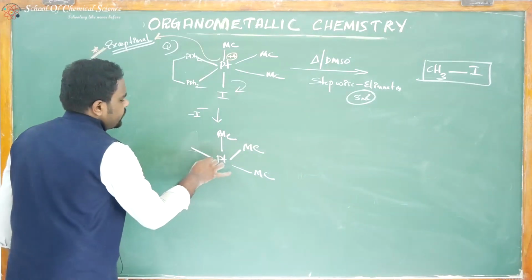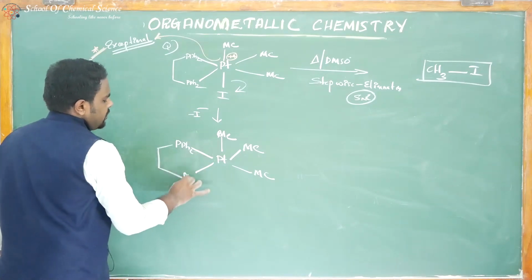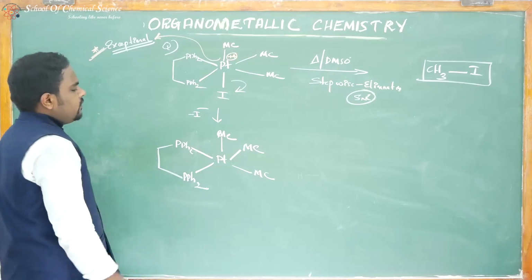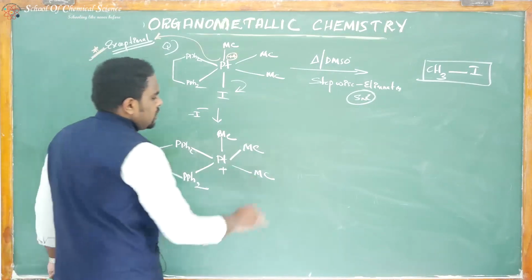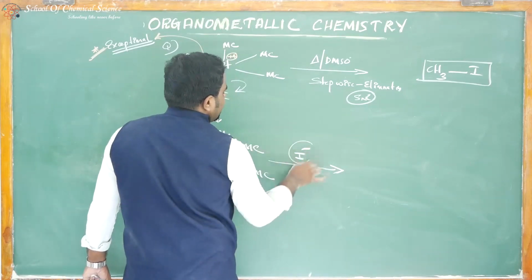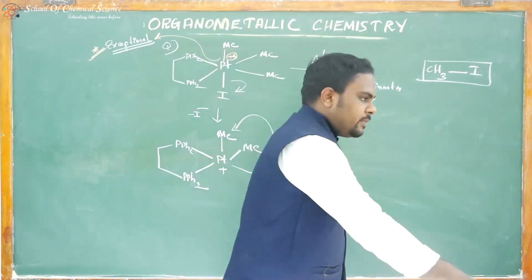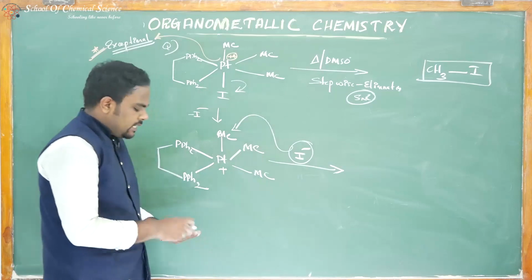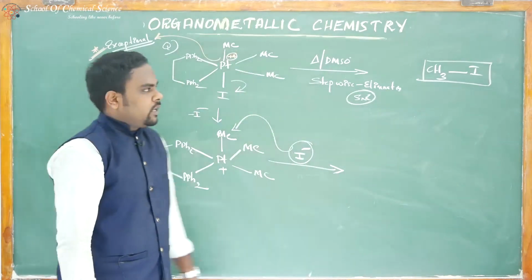DPPE, PPh2, diphenylphosphinoethane, metal with positive charge. Then in the next step, the eliminated I- will attack from the back side. That's the reaction. Eliminated I- attacks from the back side, so that you will get CH3I as the product.